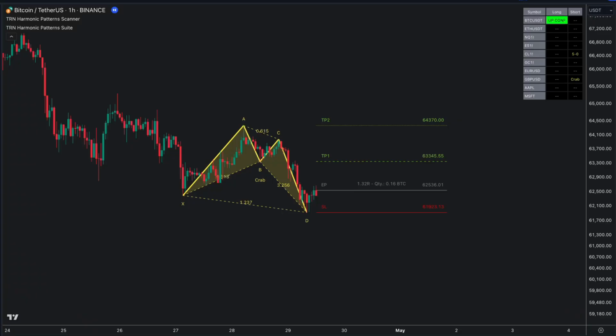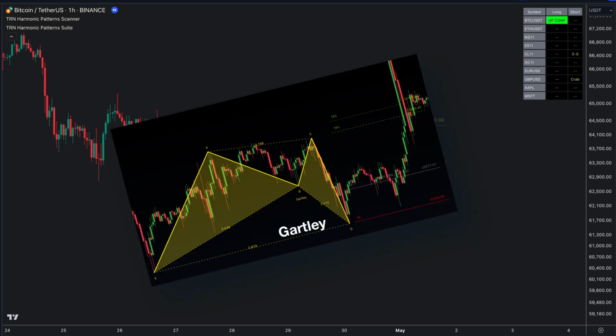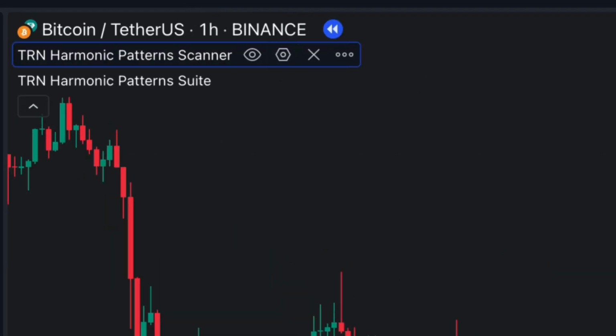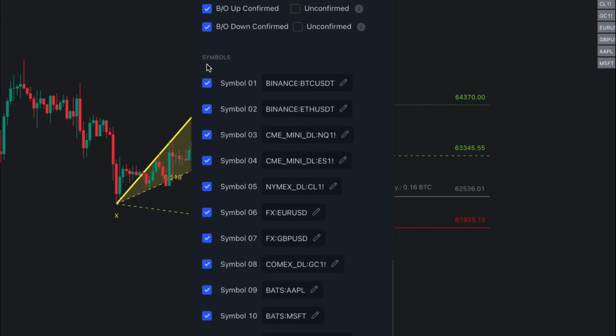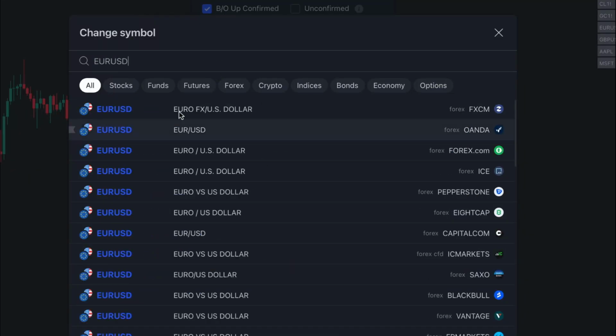Let's start with our chart pattern scanners. Our harmonic scanner looks for 14 different harmonic patterns on up to 20 symbols of your choice. Just go to indicator settings and scroll down to the symbols section. The enabled symbols can be recognized by the check marks. Click on one of them and use the search function to add the symbol of your choice to the scanner.